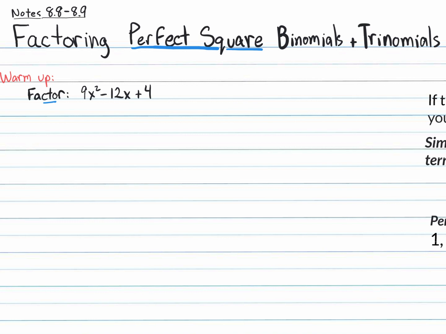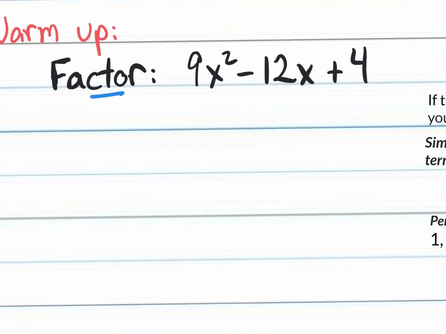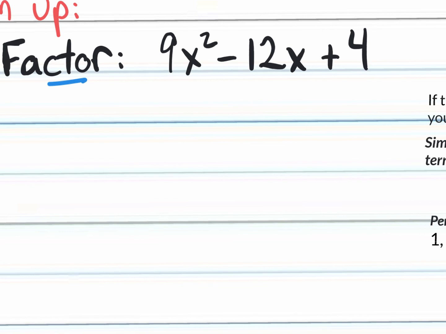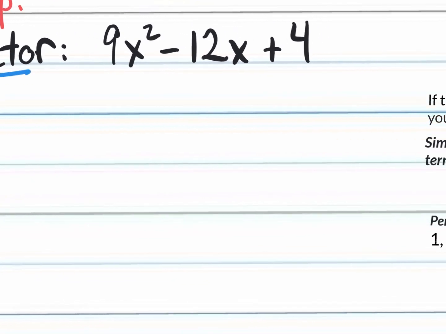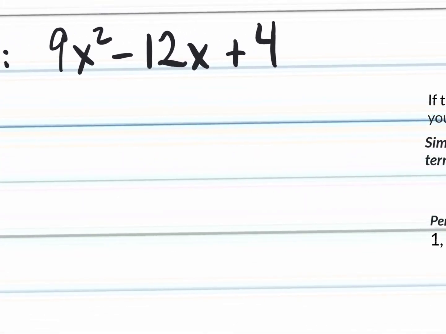Okay. The warm-up question that we are about to do right now is factoring this quadratic trinomial, 9x squared minus 12x plus 4. And we should all know that step one is to multiply a times c. So everybody please follow along if you haven't done it already. A is 9 and c is 4. So when you go 9 times 4, you're going to get 36.